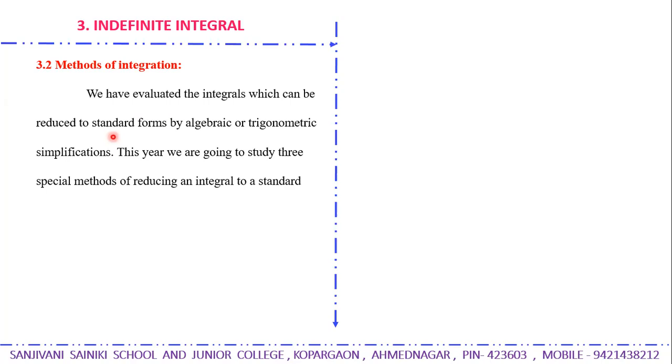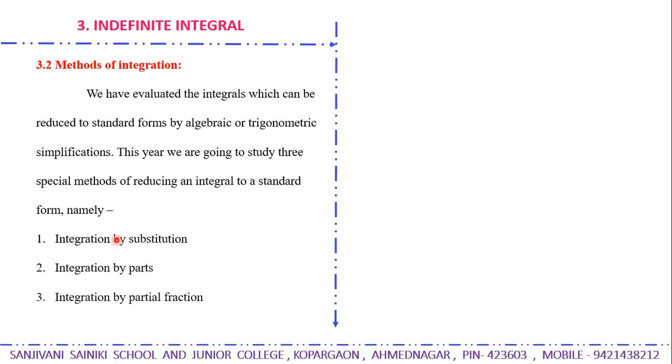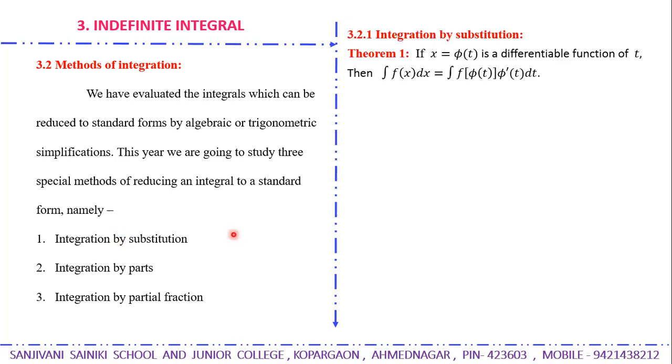Now there are three methods that we are going to learn in this chapter. The first one is integration by substitution. This is the first method. Then integration by parts, and integration by partial fractions. So these are the three methods that we are going to learn in this chapter. The first method is integration by substitution.